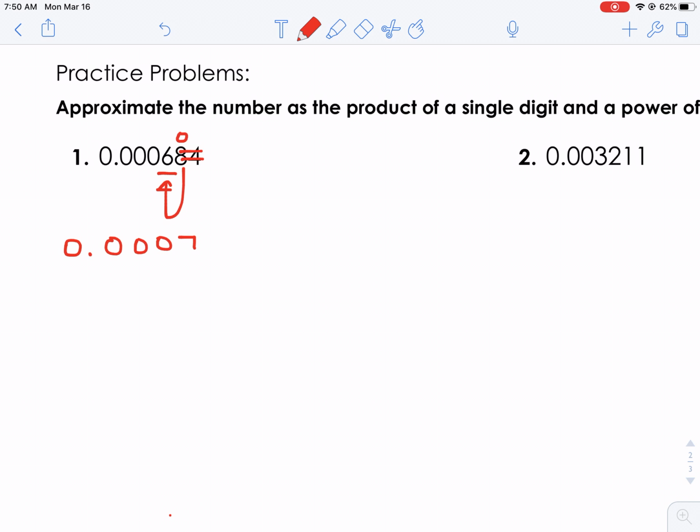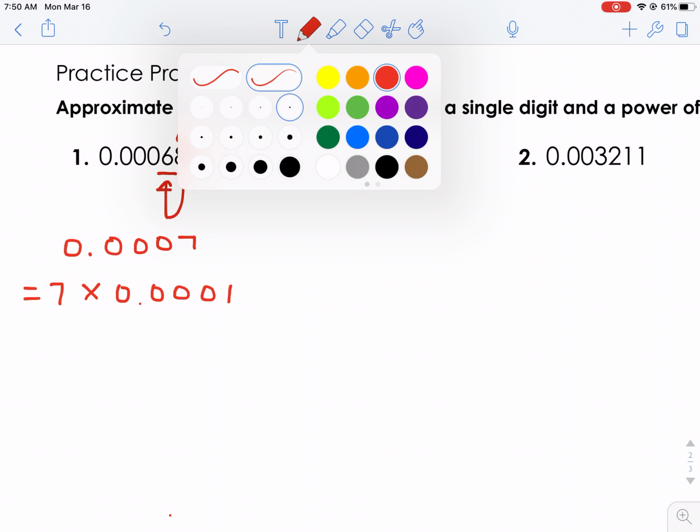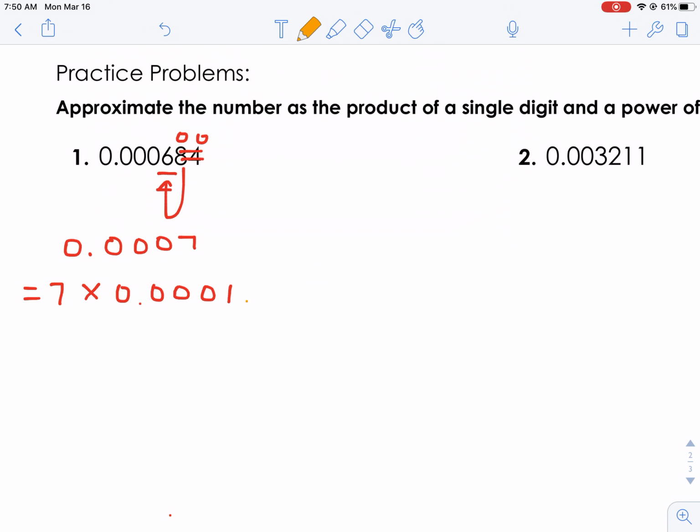Okay, the rest of those numbers are going to be eliminated. They technically would be zeros, and we don't need them since it's a decimal. We can rewrite this as 7 times 0.0001. Okay, and again, if we think about 1 being a whole number, the decimal would have been here. The decimal had moved 1, 2, 3, 4 times to the left, so that would be 10 to the negative fourth. So we can approximate this number as 7 times 10 to the negative fourth.